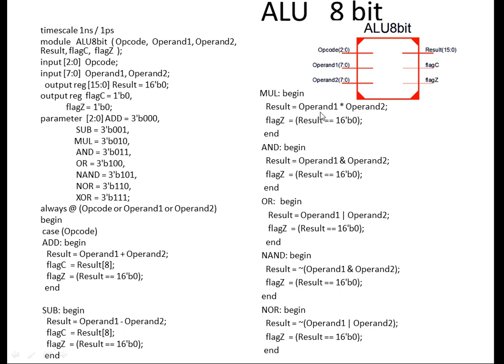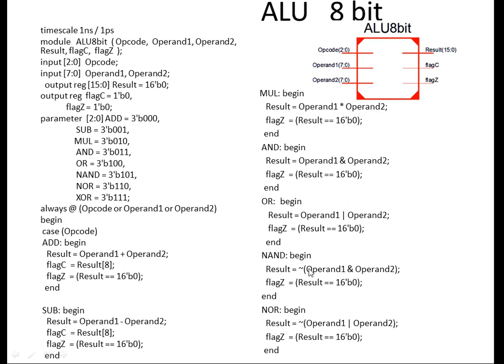Similarly, multiplication. Multiplication means operand 1 should be multiplied by operand 2. So the operator is star, and the result is stored. Then the flag is this much: the zero flag will be active for it. The carry flag will not be there. Similarly for AND, with its operator symbol. Similarly, OR operation: operand 1 or operand 2 is the result. We are just checking the zero flag. When you perform this operation, if the result is 0, then the zero flag will become 1.